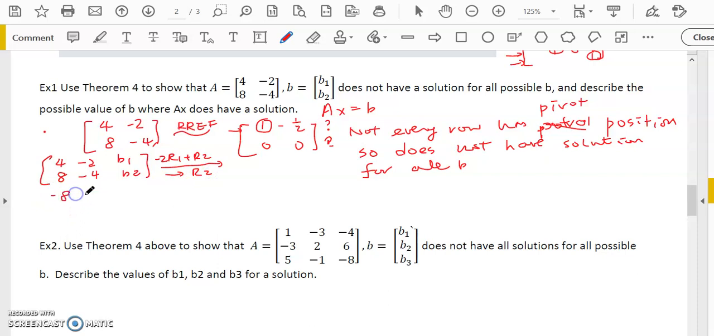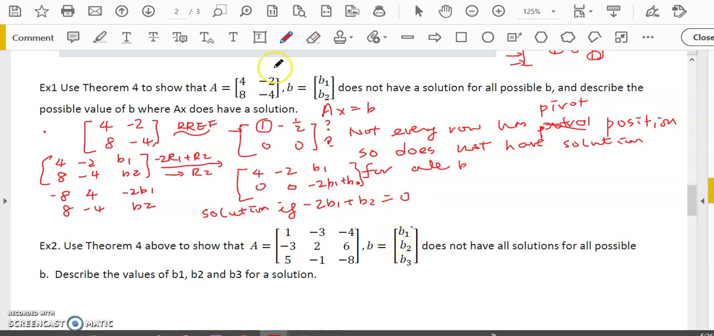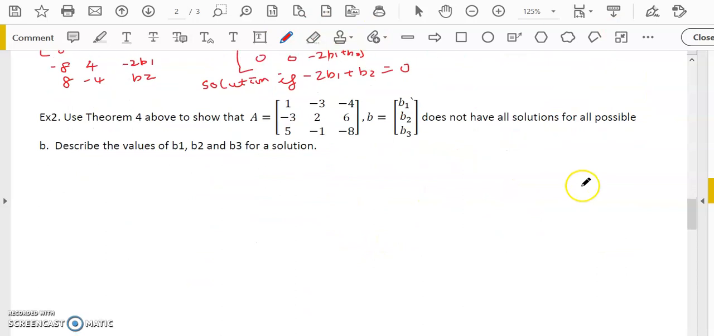So I have -8, 4 times -2, -2B1. I'm going to add 8, -4, B2. So I would have 4, -2B1. The second would be 0, 0, -2B1 plus B2, right? So when does it have a solution? It has a solution if -2B1 plus B2 is 0, right? So this is the condition for it to have a solution. If it's anything other than that, there will be no solution.